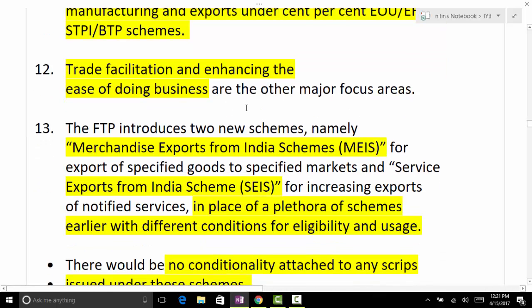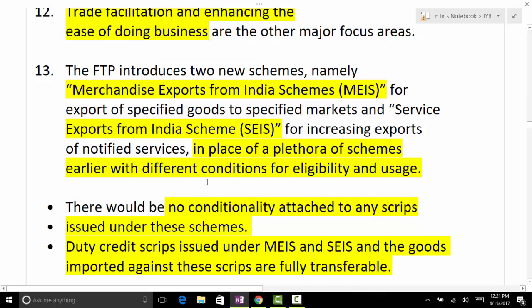Then trade facilitation and the ease of doing business. Now all these components, whenever we try to cut the cost of doing business, are part of ease of doing business. Now these are two schemes which you cannot miss out under FTP. These are MEIS and SEIS. So these are major components of our foreign trade policy. MEIS, Merchandise Exports from India Scheme. It is one of the incentives to the exporters, so that they are encouraged to do more and more exports.